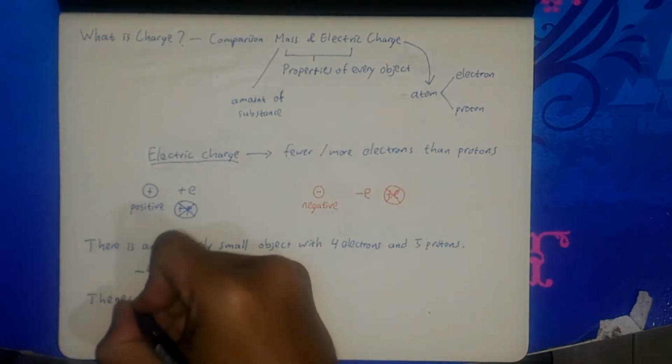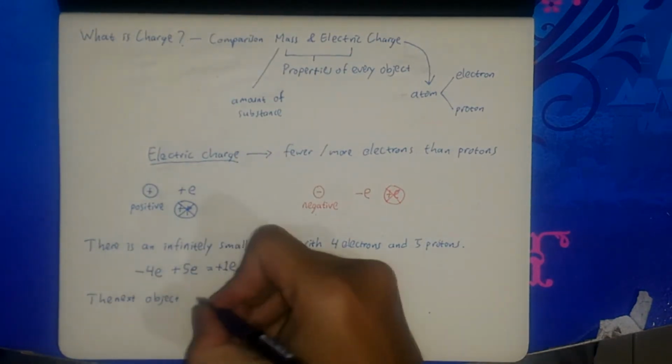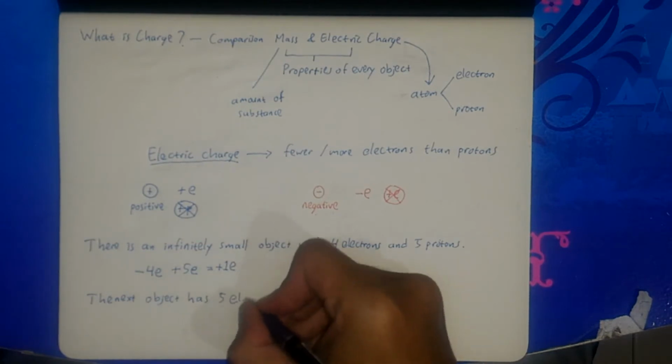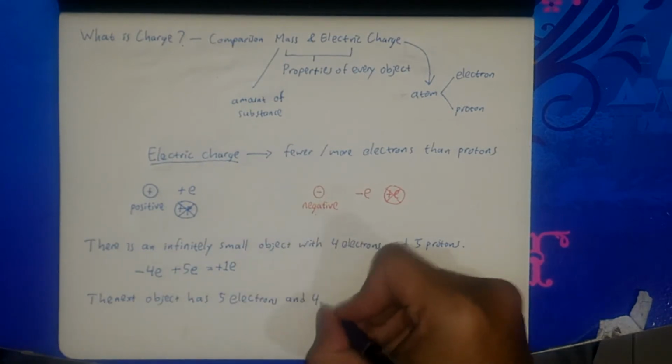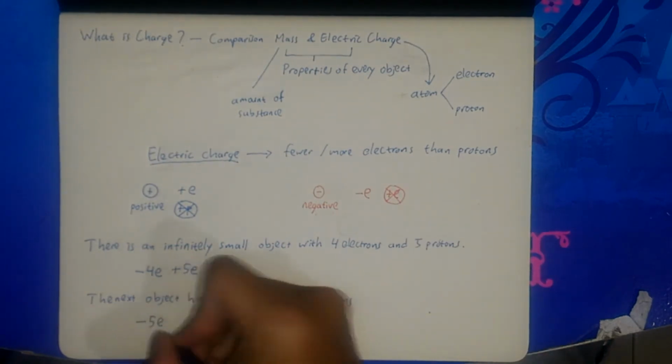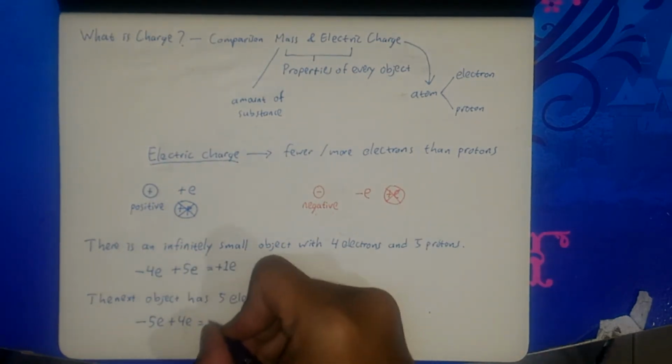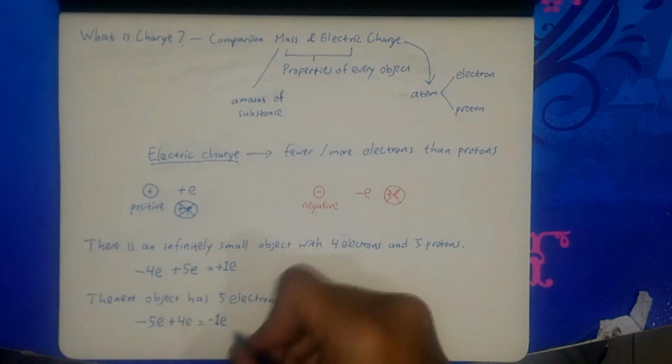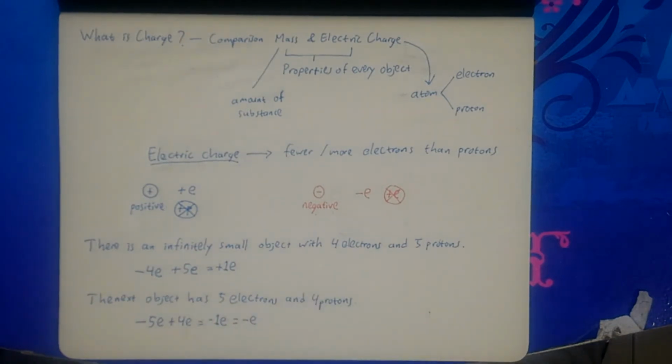Okay, let's do another problem. The next object has 5 electrons and 4 protons. The charge of the object, therefore, is negative 5e plus 4e, which equals negative 1e, or just negative e. Well, I think this is good enough to understand electric charge for now.